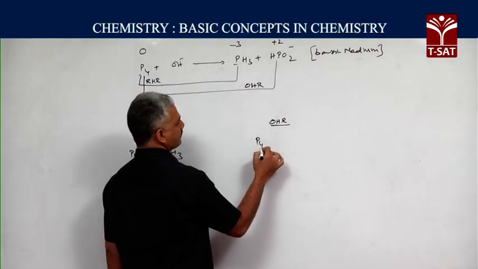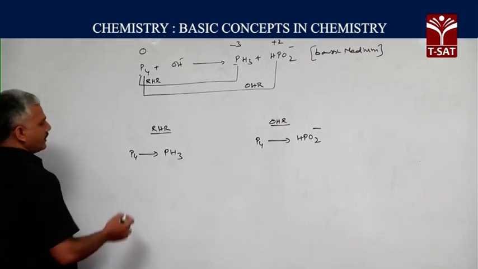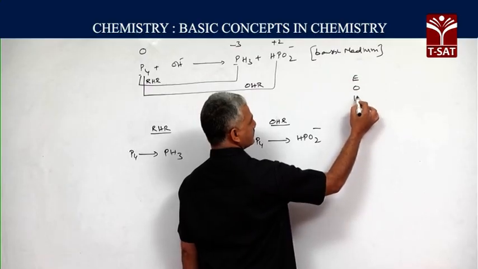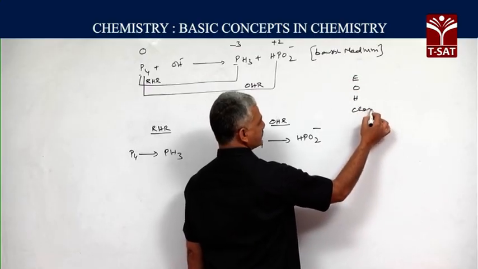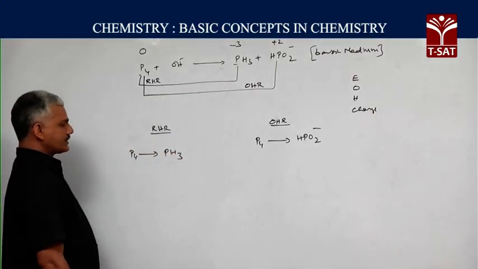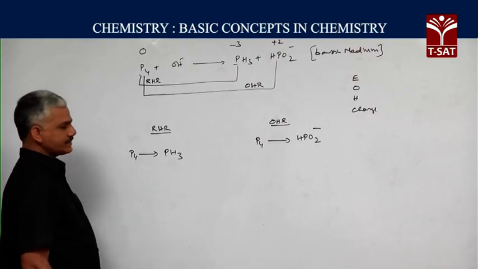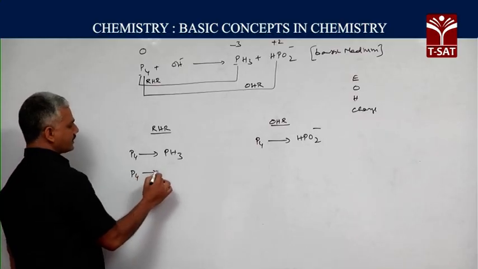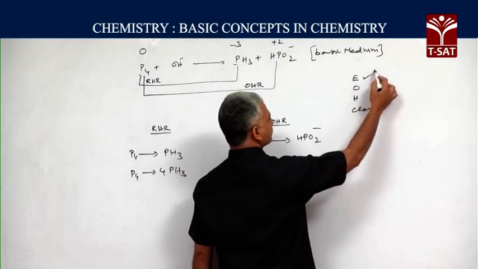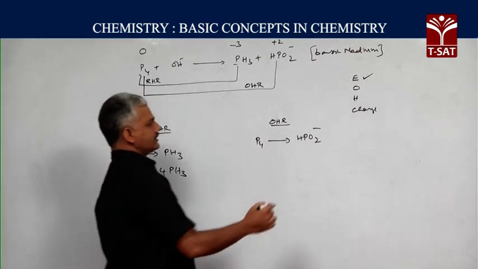Oxidation half reaction is P4 gives HPO2 minus. Now, the sequence order of balancing of equation is element, oxygen, hydrogen and then charge. Here the element phosphorus, on reactant side 4 atoms are present, on product side only 1 atom is present. Hence, multiply with 4. Element is balanced. Now, to balance oxygen, there is no oxygen, that means it is balanced.